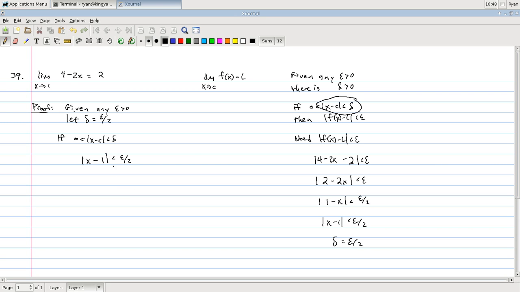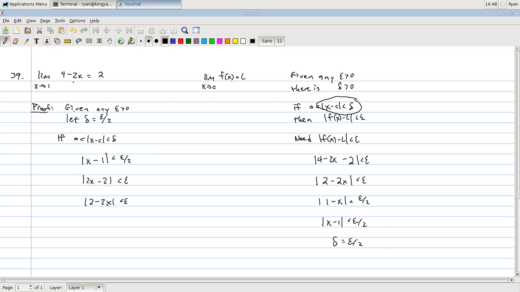And remember, what we eventually want is to get the statement right here: the absolute value of f of x minus L is less than epsilon. And this statement has epsilon by itself. So we'll multiply both sides by 2, which gives us the absolute value of 2x minus 2 is less than epsilon. Now we need to rework this so it looks like the original function. So keep in mind that this is the same thing as the absolute value of 2 minus 2x is less than epsilon.